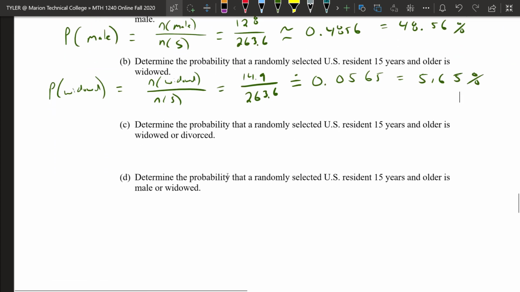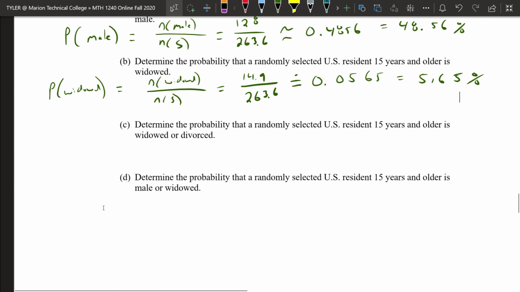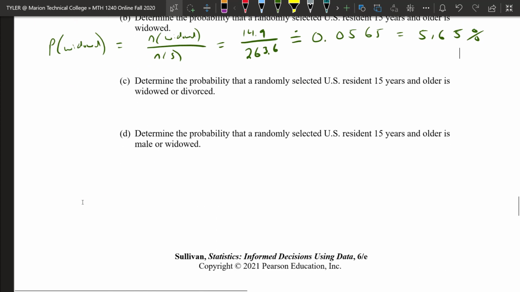Right, so part C is to determine the probability that a randomly selected U.S. resident 15 years and older is widowed or divorced. The events widowed or divorced would be mutually exclusive, because you can't be widowed and divorced at the same time. Maybe you were divorced before and also a widow at one time, but your marital status is just one of those categories. So these are mutually exclusive.